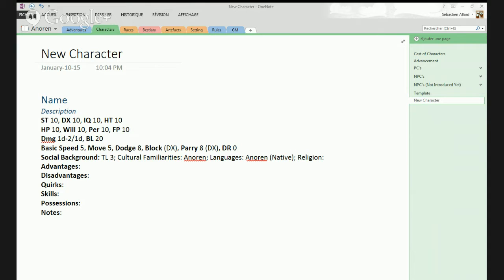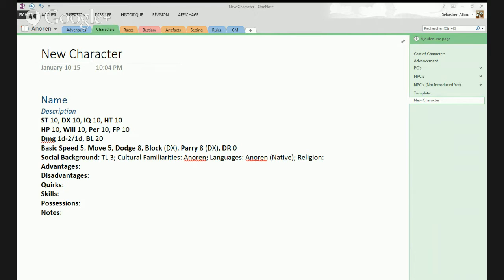And also I wanted to do this video to show an example of character creation using the GURPS 4th edition rules. So if some of you are interested by that game and how it can be, this will show you an example of character creation.